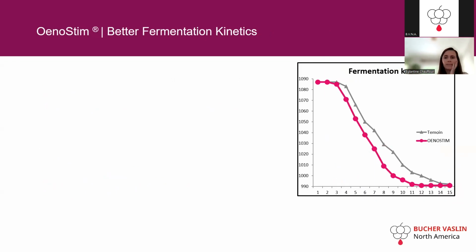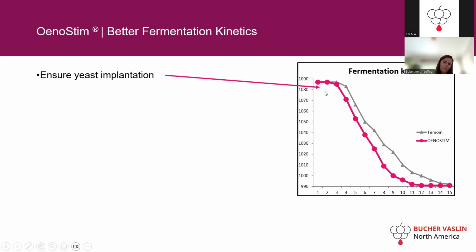Some results about EnoSteam. So I told you it's better fermentation kinetics. We can see that there is a better yeast implantation. You can see the curve here, a reduction of density, but it would be the same with Brix. There is a consumption of sugar. The tank that got EnoSteam started a little bit sooner. So there is an implantation of the yeast that is faster, and so a beginning of fermentation that is faster too.